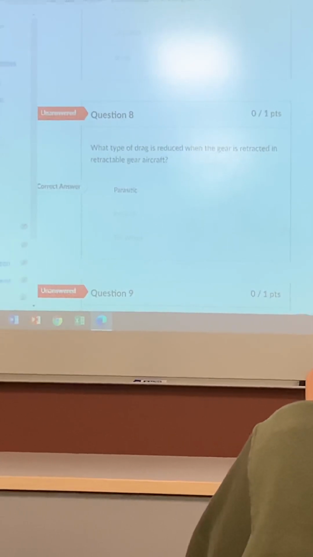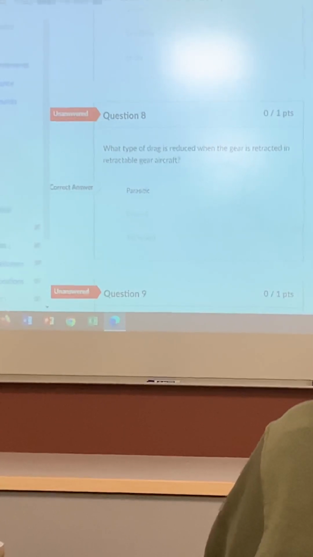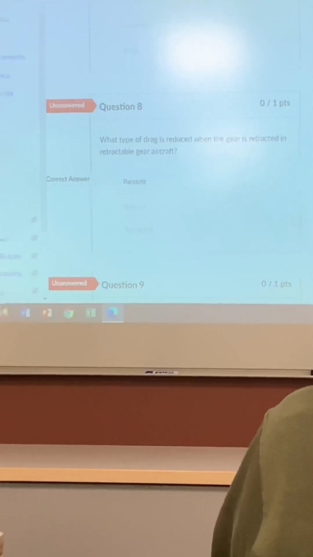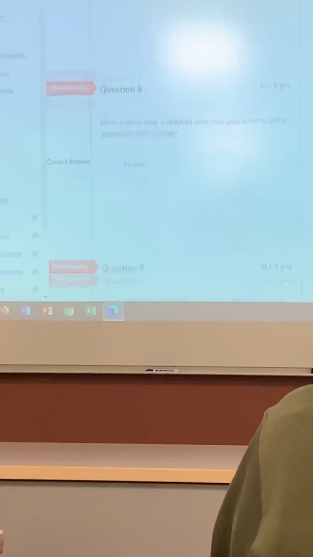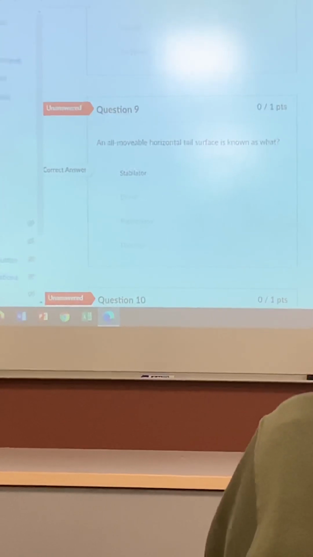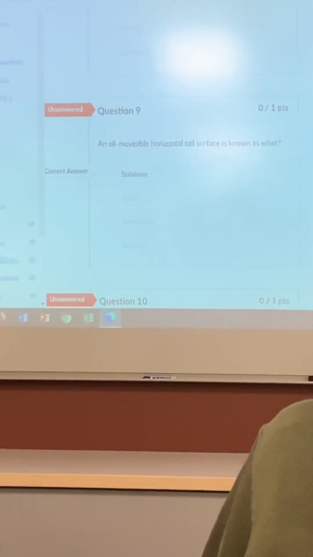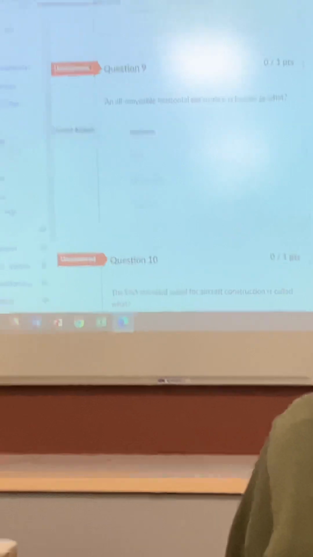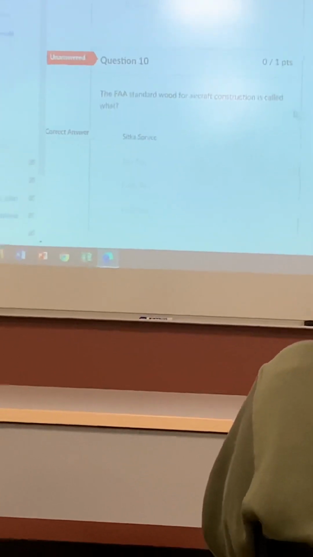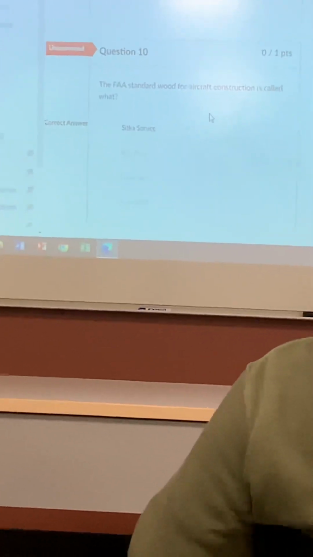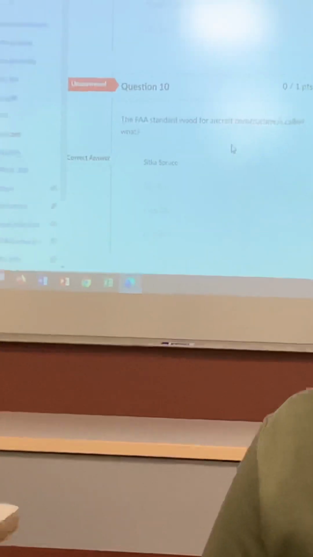What type of drag is reduced when the gear is retracted in retractable gear aircraft? Parasitic. An all movable horizontal tail surface is known as what? Stabilator. The FAA standard wood for aircraft construction is called what? Sitka spruce.